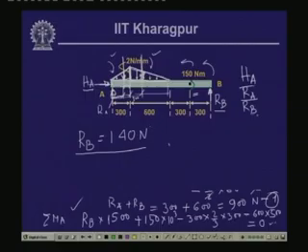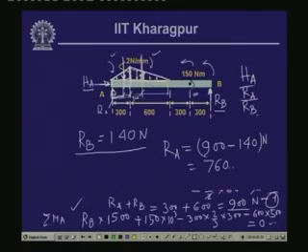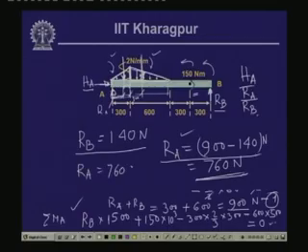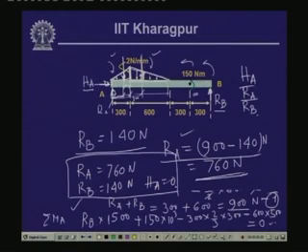So, from equation 1, R A plus R B equals 900, gives us the R A value as 900 minus R B, which is 140 Newton. So, this is equal to 760 Newton. This is the value of the reactive forces R A and R B, and H A equals 0. So, the results are R A equals 760 Newton, R B equals 140 Newton and H A equals 0. These are the three reactive forces that we have.